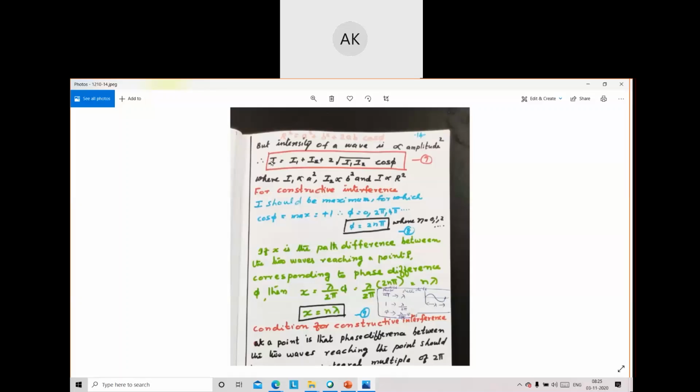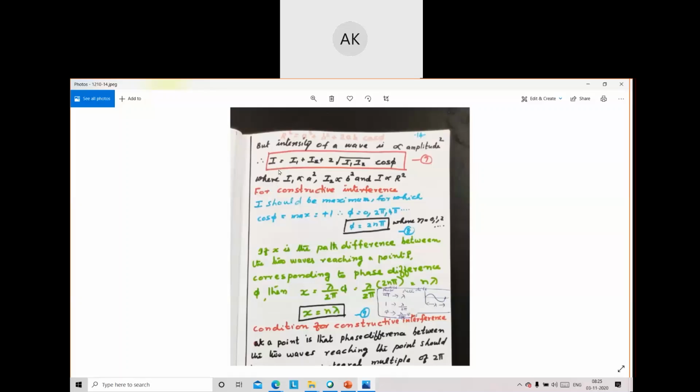So the resultant wave's intensity I is equal to A square, where A is the amplitude of the first wave, so its square will be the intensity of the first wave, I1. B is the amplitude of the second wave, its square will be the second wave's intensity, I2. Then 2 into A into B, so A into B can be written as root of I1 I2, then cos phi. So this one is in terms of amplitude and this is in terms of intensity.